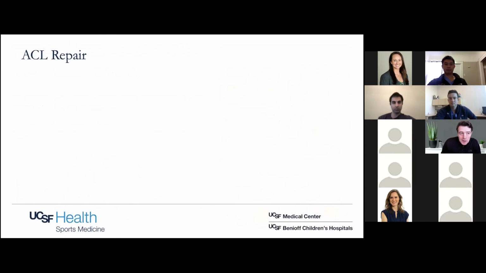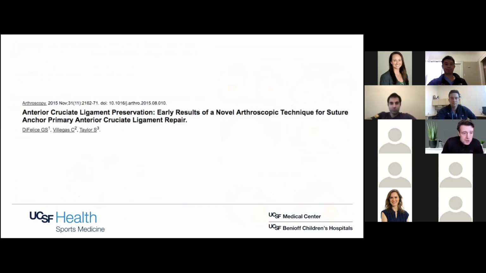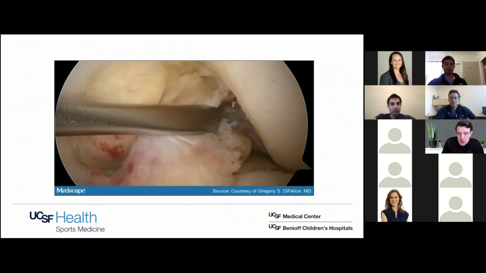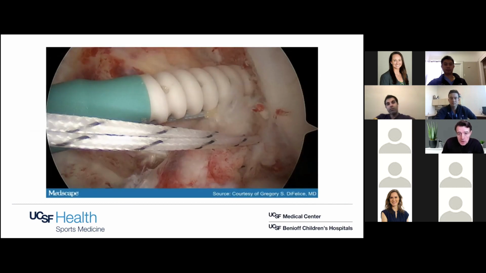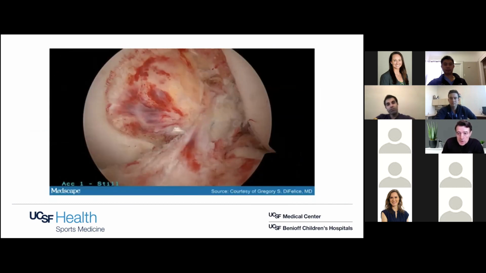ACL repair. There's been an interesting resurgence of the concept of ACL repair. Some of that's driven by DeFelice out in New York, who initially published on this, and this is his technique. Essentially, here's your ACL torn off the wall there, and you put some stitches across it, you get a swivel lock or equivalent device, and you stitch it right back where it used to be. Only for certain types of tears, only for proximal ruptures.